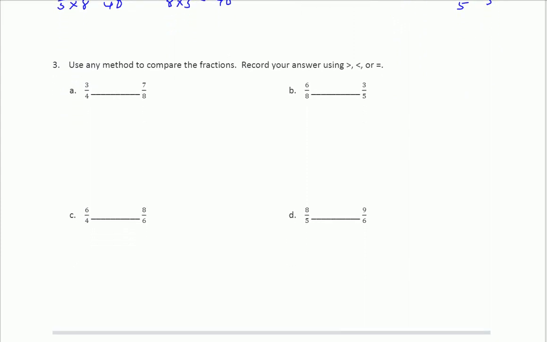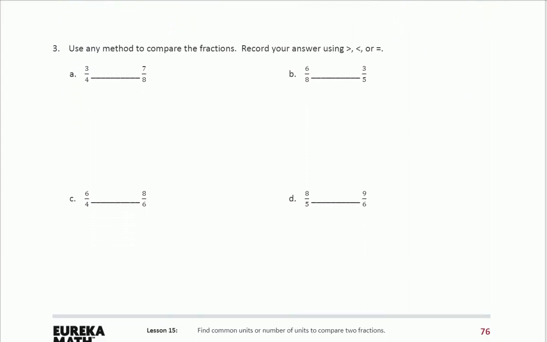And this section says to use any method to compare fractions. Any method. Oh, good, any method. All right, well, I have 3/4 and 7/8. Okay, well, that's easy. I want to change those fourths into eighths. I'm going to go 3/4 times 2 over 2. 6, that equals 6/8. So 7/8 is bigger. There we go. Got that one done.